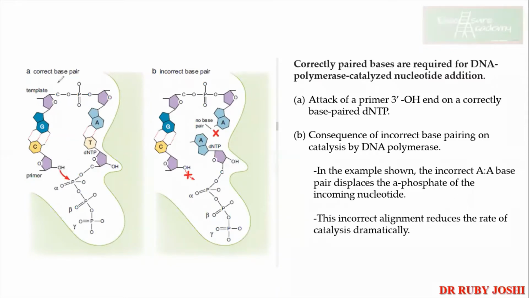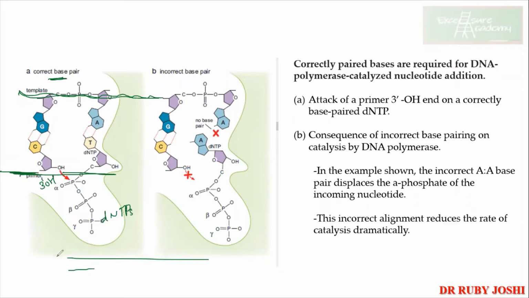Now, see the correct base pairing. Are you able to see? See, this is how the template is going to be. This is your template. This is your primer, the primer's 3'-OH. So to this only the new dNTP will come. Just imagine like this: this is your template, this is your primer. 5' to 3', 3' to 5'. So this is your OH over here.